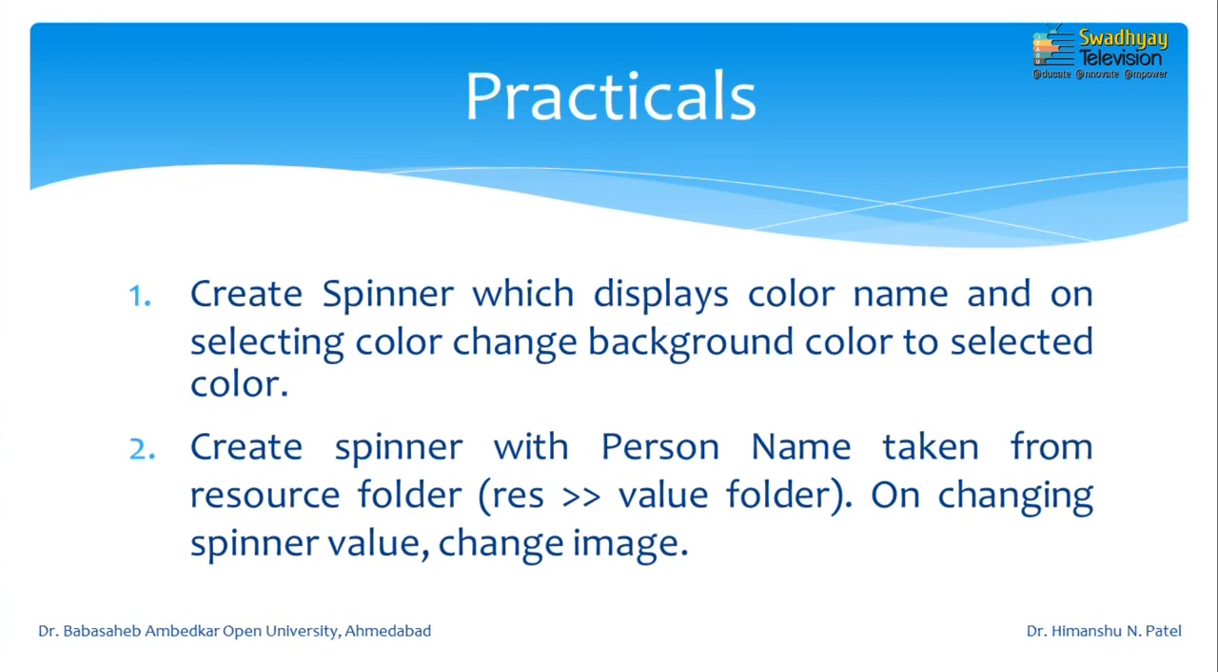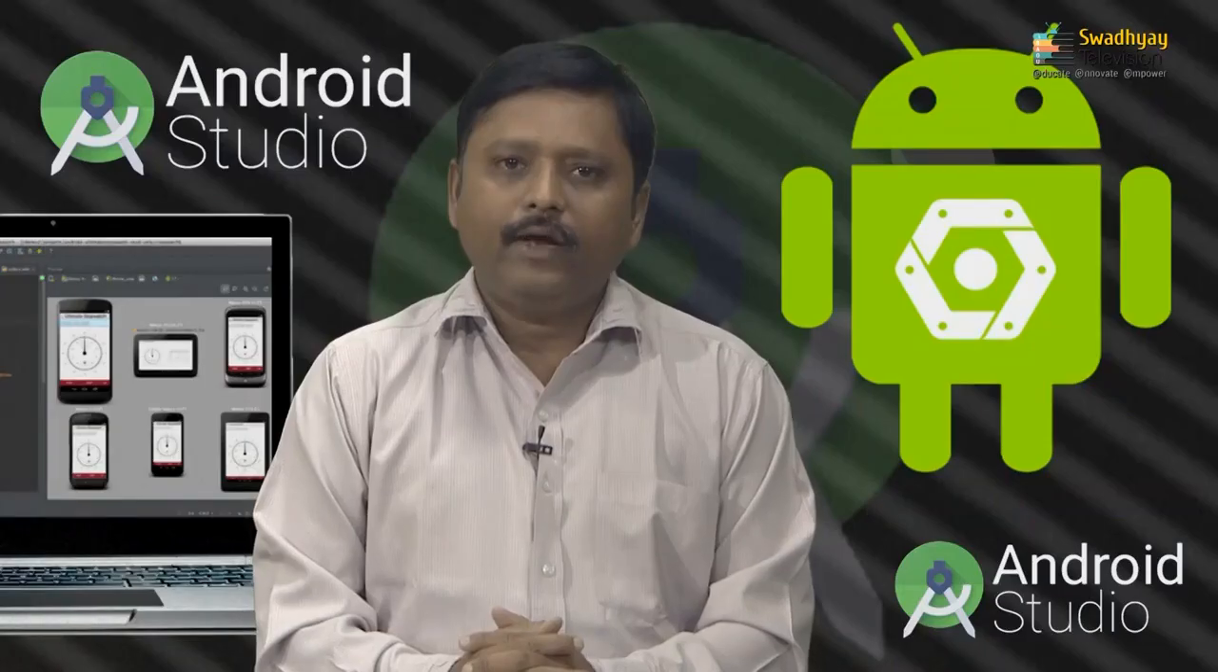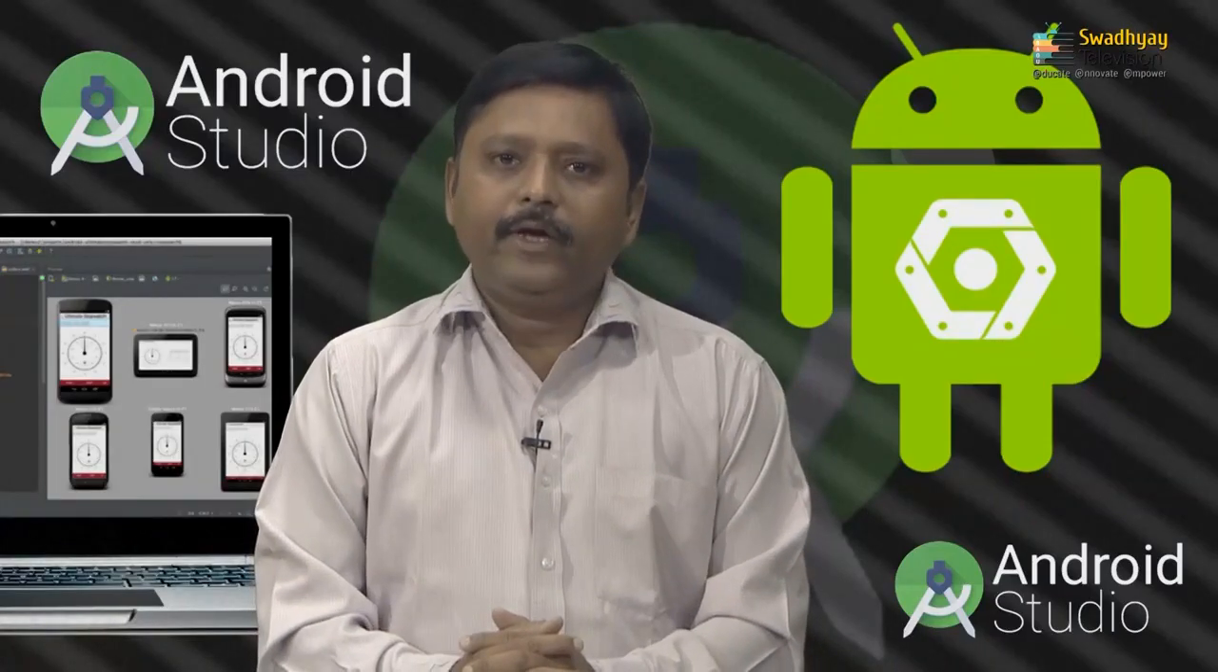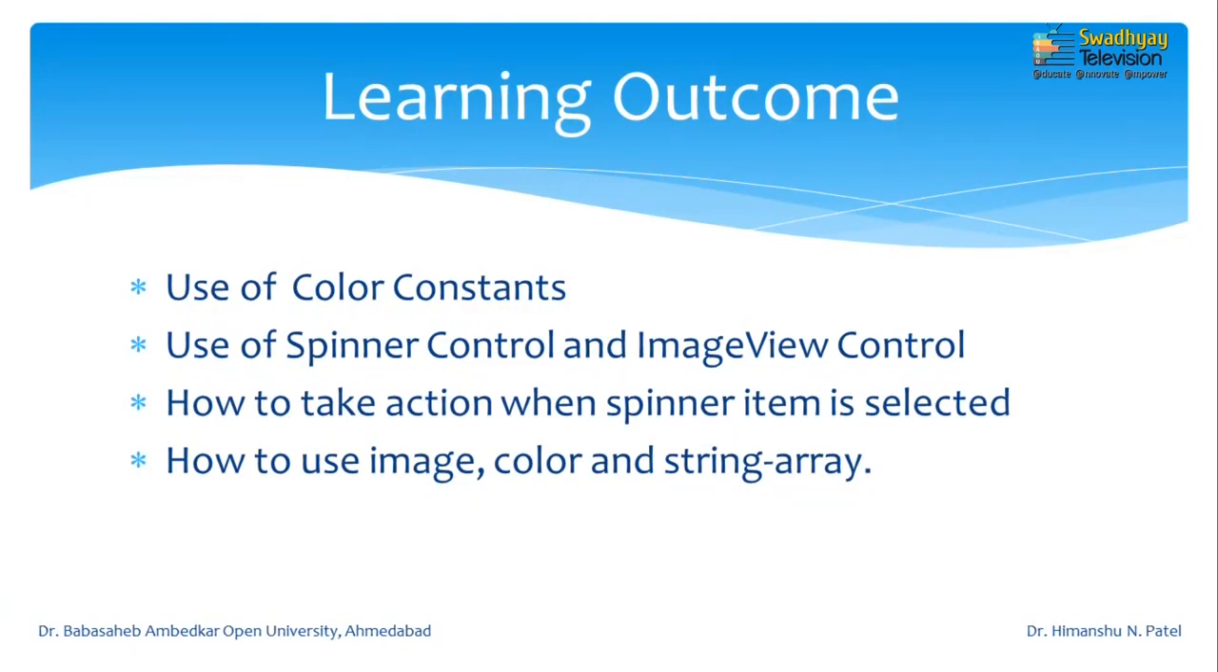In second program we display list of persons in spinner, and by selecting person we will display its image in the image view. So, today we learn spinner, image view, how to take action when spinner item is selected, and we also make use of color constant which is available in color class. We also learn how to use image, color and string array.